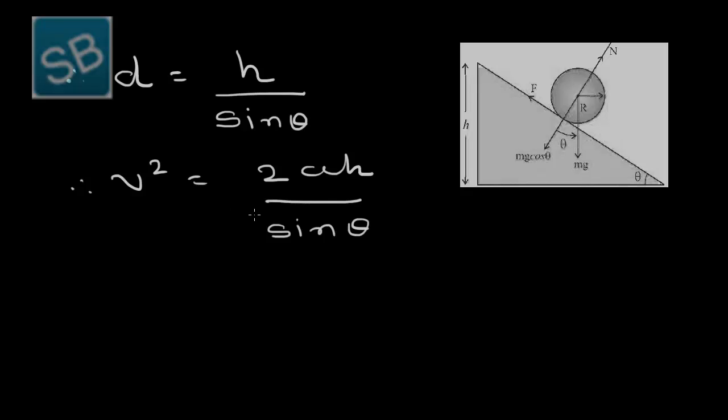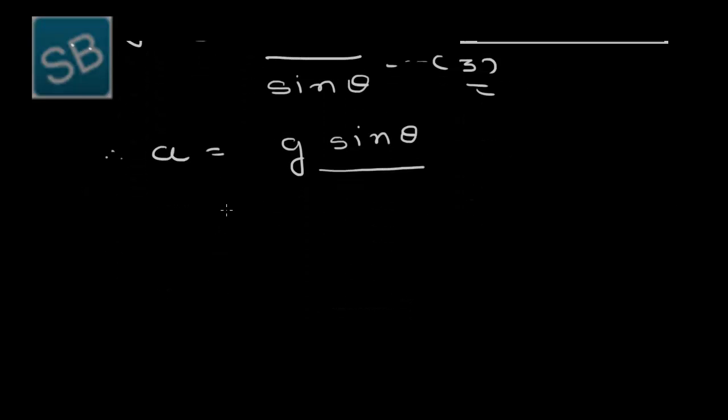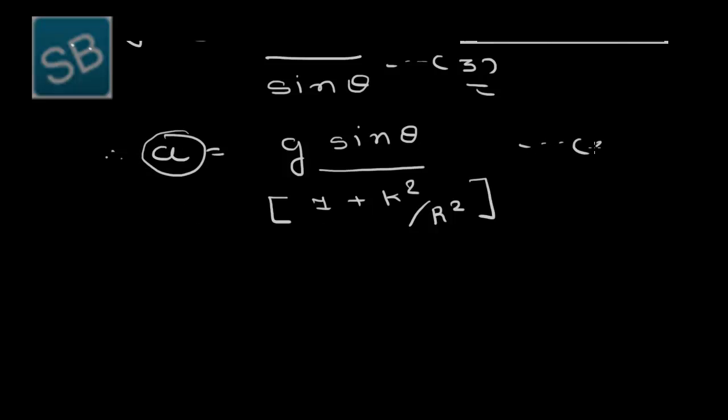Now combining equation number 1 and this equation number 3, we will get a is equal to g sine theta divided by 1 plus k square over R square. And here the linear acceleration a is along the inclined plane, and its value should be equal to the value of g along the inclined plane.